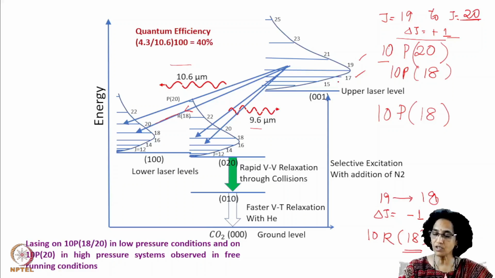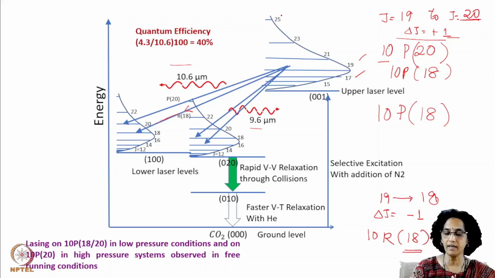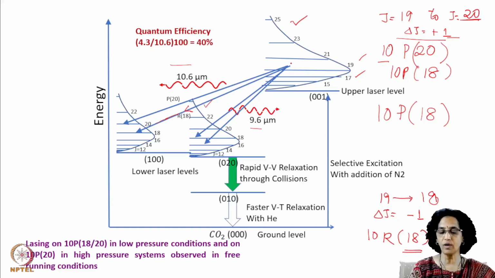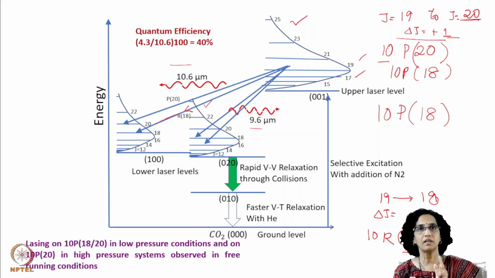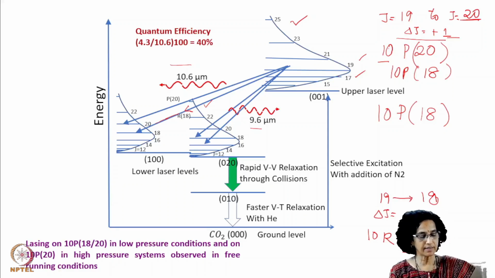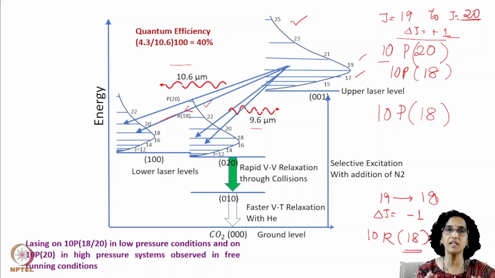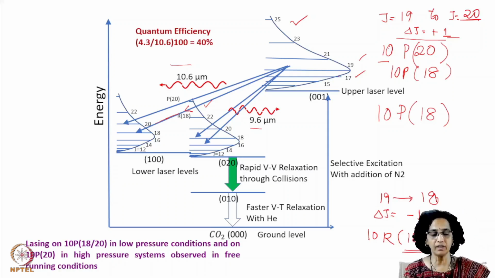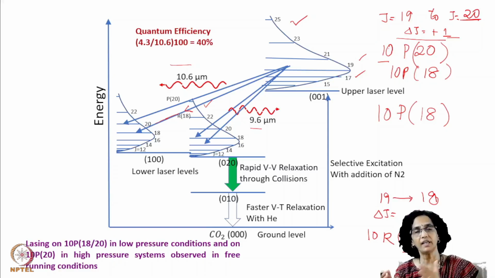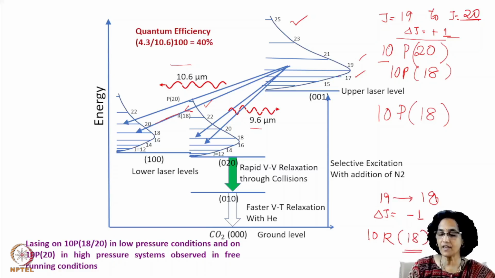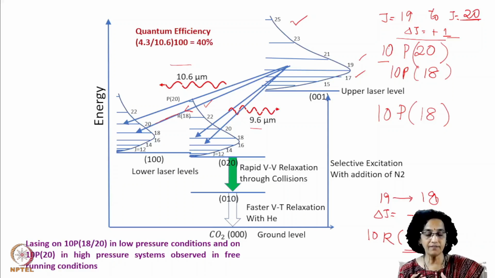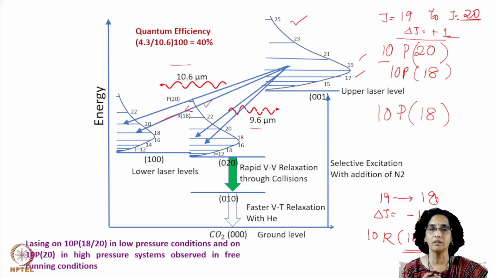This particular population curve is generally maintained in the upper level as well as the lower levels, and you have transition generally on one line, which is normally what we say is 10P18 or 10P20. This kind of operation is called free running condition. That means we are not putting any effort to obtain lasing on any one particular line or some other. I'm not saying I want 9 micron, in which case I may have to do some additional work. I'll have to make changes in my laser cavity.